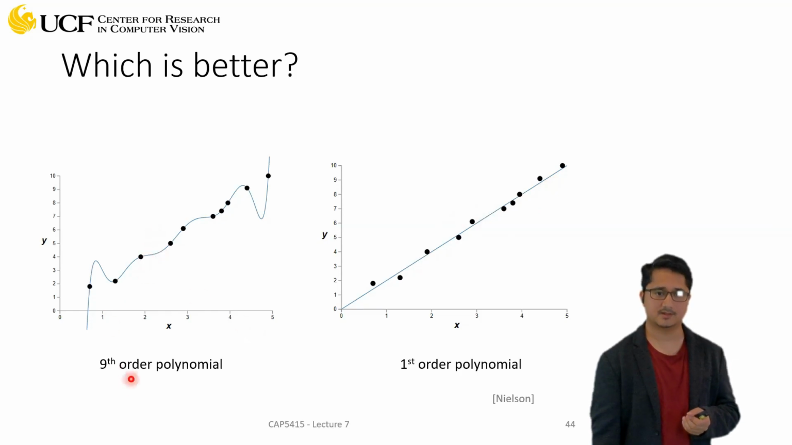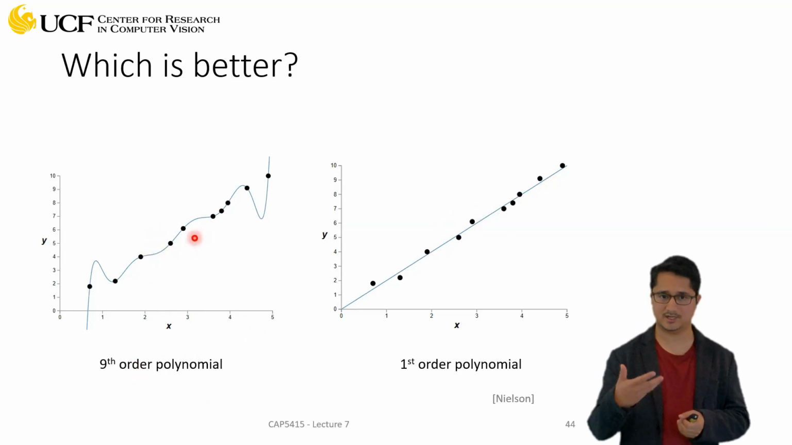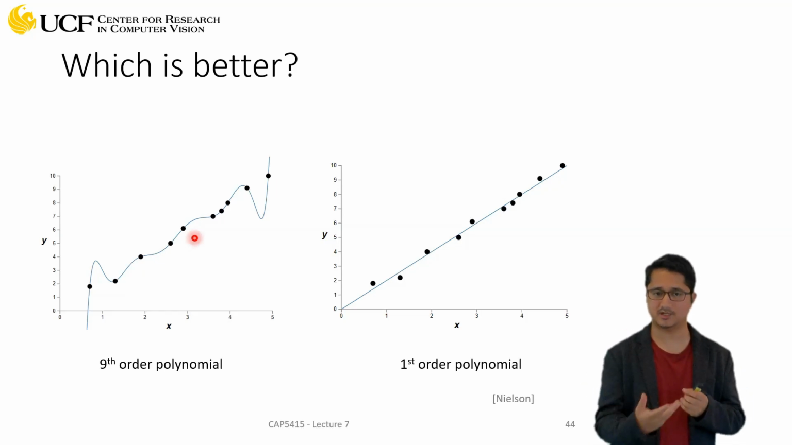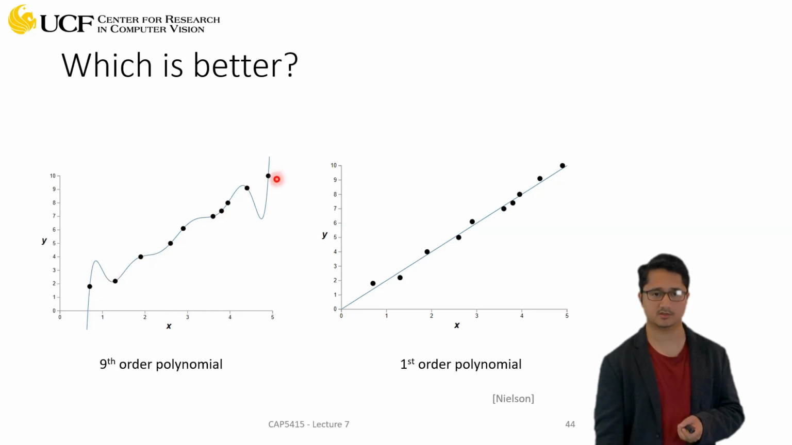In this case, it's like a ninth order polynomial. So you need that many parameters, right? That will be a very complex equation. But whatever that equation is, it's actually pretty good because it's going through each of these training points.